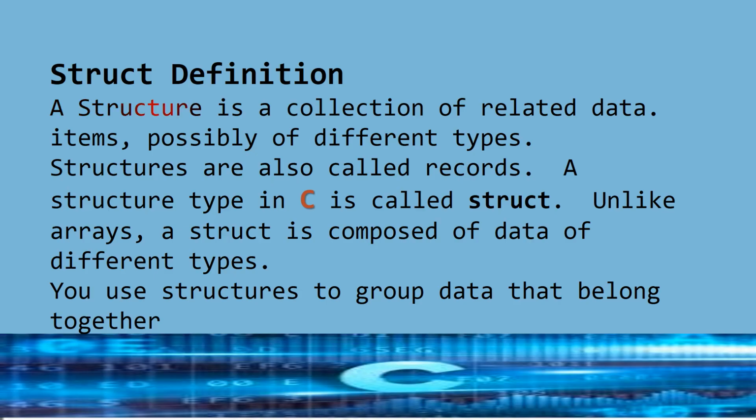Struct definition. A structure is a collection of related data items, possibly of different types. Structures are also called records. A structure type in C is called struct. Unlike arrays, a struct is composed of data of different types. You use structures to group data that belong together.